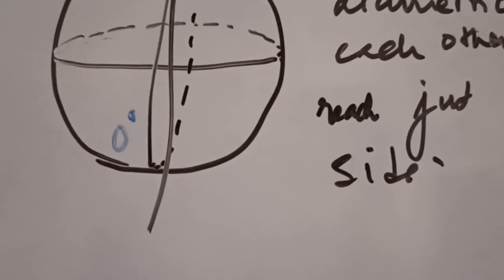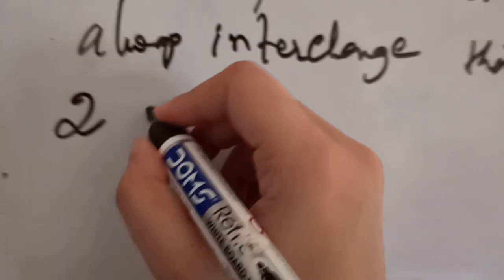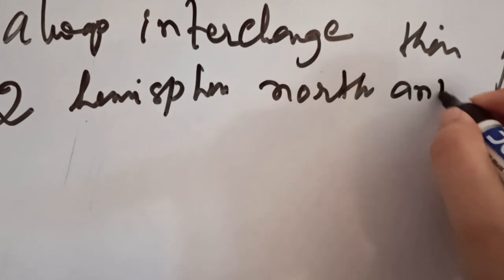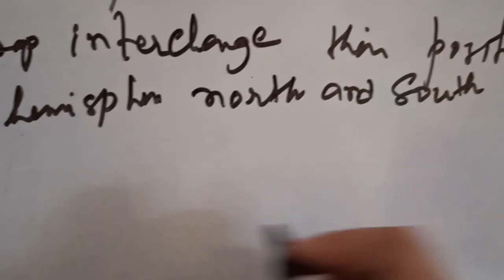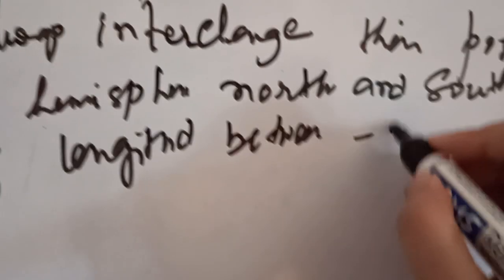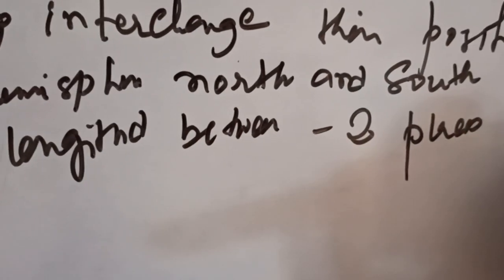So it should be noted that the latitudes of the antipode always interchange their position in the two hemispheres, that is the north and the south, and the difference of longitude between the two places of the antipodes will always be 180 degree.